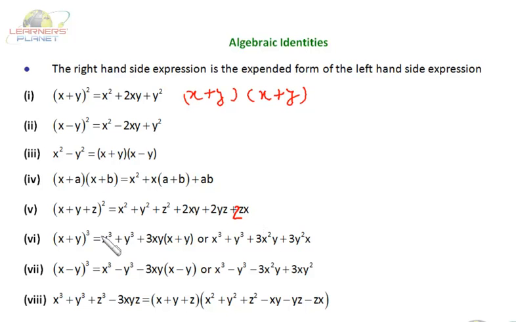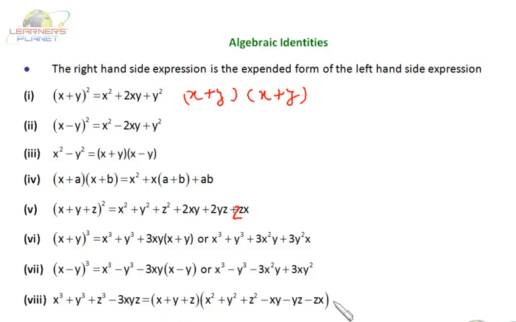Similarly, if it is (x plus y) whole cube, then it will be x cube plus y cube plus 3xy(x plus y), or we can say x cube plus y cube plus 3x square y plus 3y square x. If it is (x minus y) whole cube, then it will be x cube minus y cube minus 3xy(x minus y), or it will be x cube minus y cube minus 3x square y plus 3xy square.